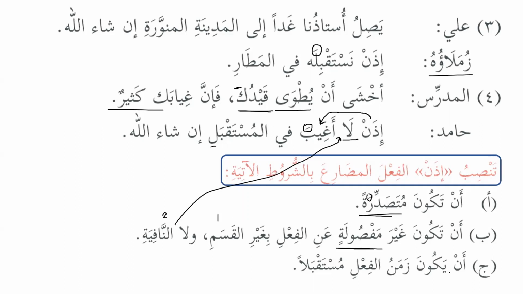And condition number 3 is أن يكون زمن الفعل مستقبلا, that the tense, or the time, should be for the future, and that means it should refer to the future time. If it does not refer to the future time, then we can still use it, but what's going to happen? The mudari will not become mansub. So did you understand?